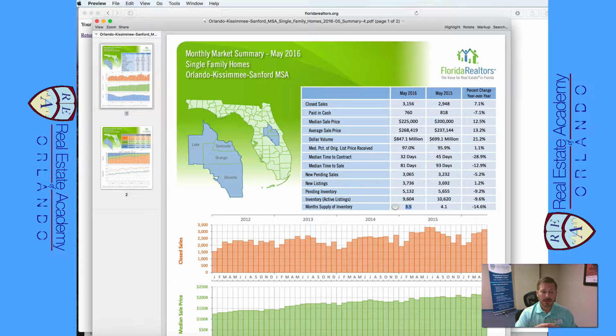Now, to give you some information that's useful here, a healthy market would be about 6 months worth of inventory. That's what we'd like to see. Running at 3.5 months and less is really what's driving up the sale prices right now.